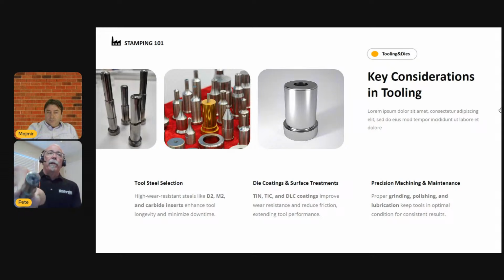I showed you this punch that was all busted out. I don't know how well we can see that. The face is all flaked off here. That face popped off.